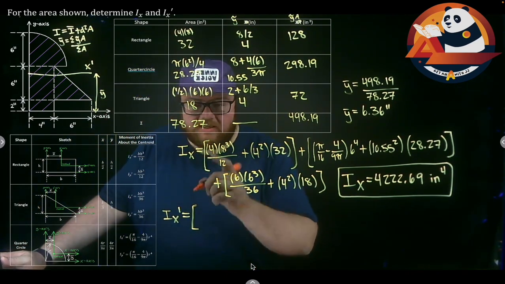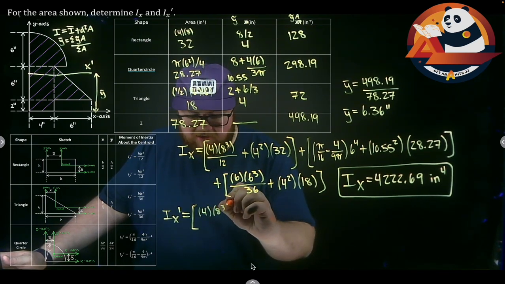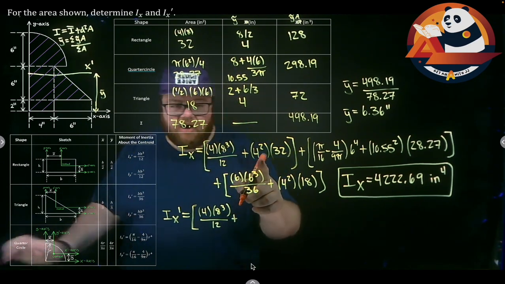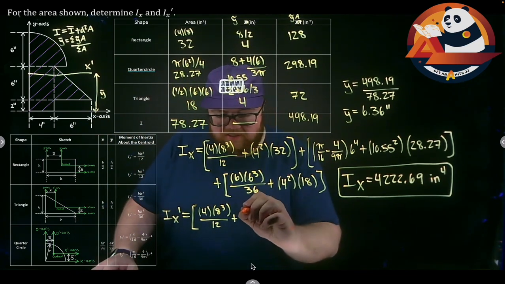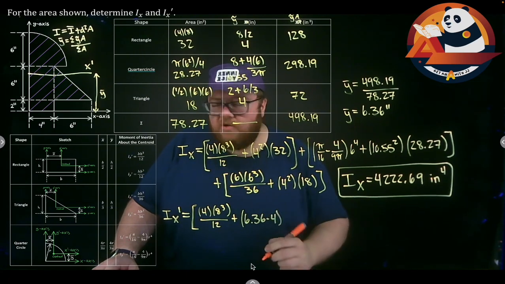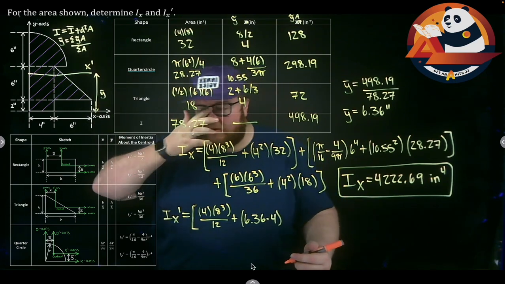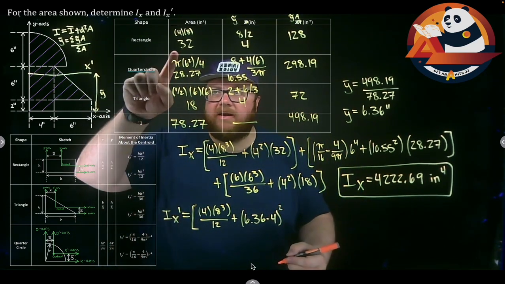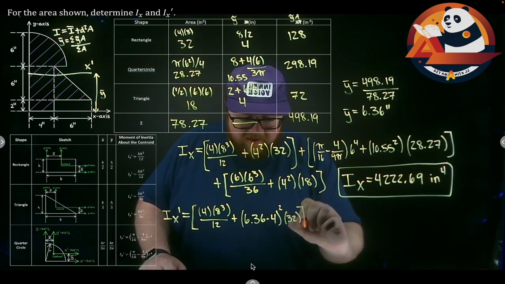So this is going to get us, for shape 1, 4 times 8 cubed over 12. Again, that part's the same. Plus our d distance is going to change: y bar minus y tilde. So 6.36 minus 4 will be the distance between our x prime axis and the centroid of an individual piece. We square that and multiply by the area, which is still 32. And that's my first one.